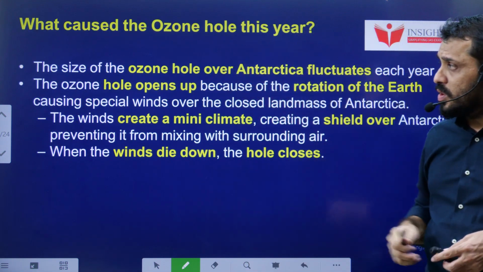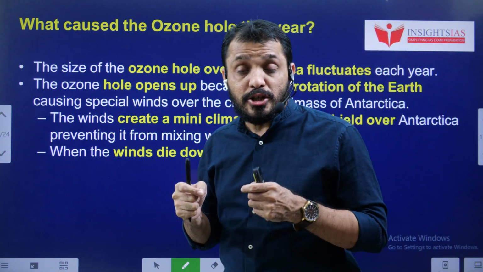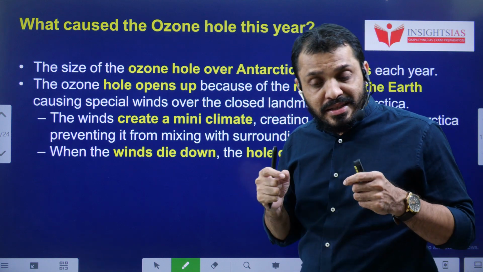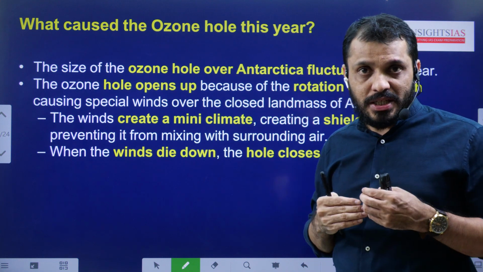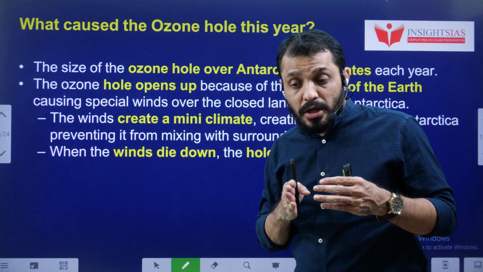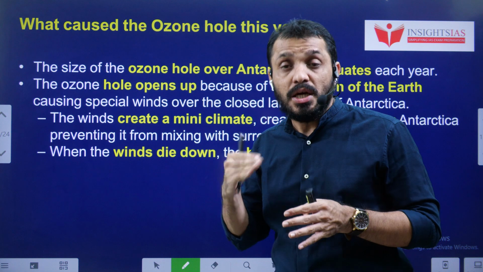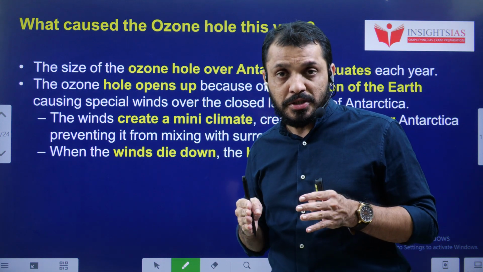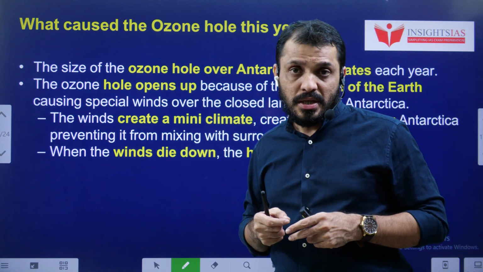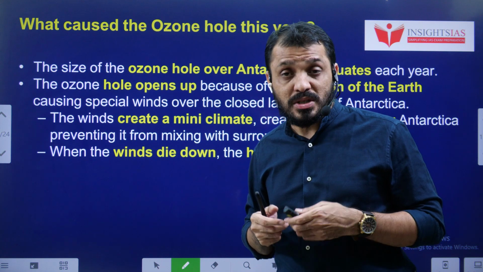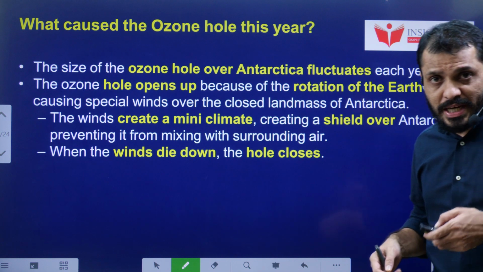Next, what caused the ozone hole this year? Actually, the reasons for this ozone hole are not exactly due to global warming or global climate change. These ozone hole phenomena are mainly due to some incidents happening over the years. In previous years, for example, the Australian wildfires caused ozone depletion. Recently, this ozone hole happened due to the volcanic eruption in the Pacific Ocean, the Tonga volcano eruption. Because of that, this ozone depletion happened. It was mainly due to the Tonga volcanic eruption.